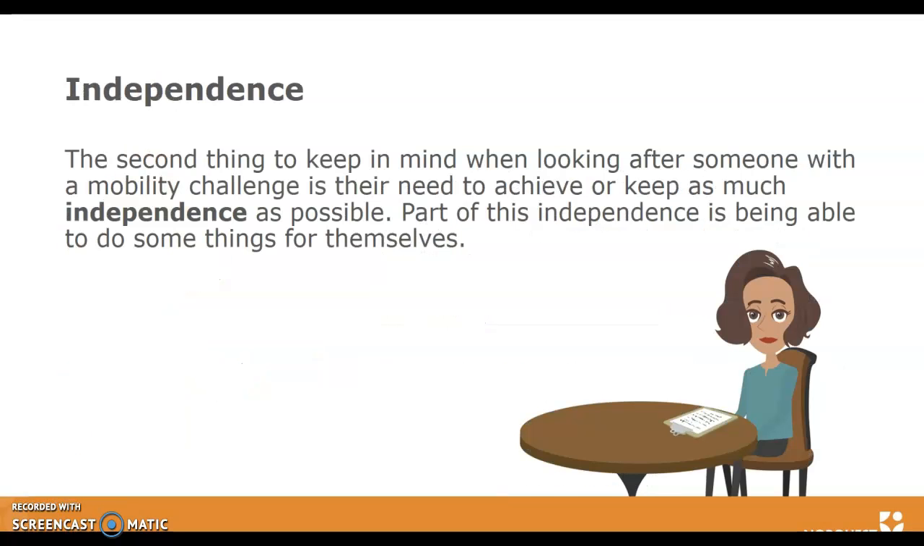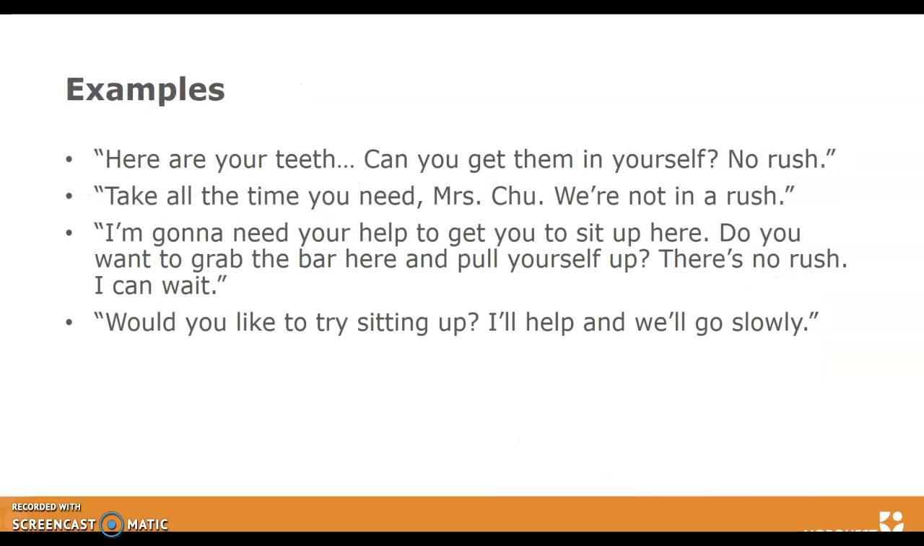The second thing to keep in mind when looking after someone with a mobility challenge is their need to achieve or keep as much independence as possible. Part of this independence is being able to do some things for themselves. That is, allow them time to rest when they are doing things on their own. Don't rush them. Provide assistance when they can't do things independently. Maybe they can do things with your help.